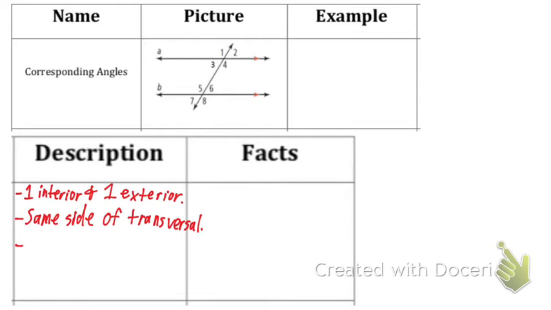So the third bullet point is that they are at the same position at the intersection. They are at the same position at the intersection.